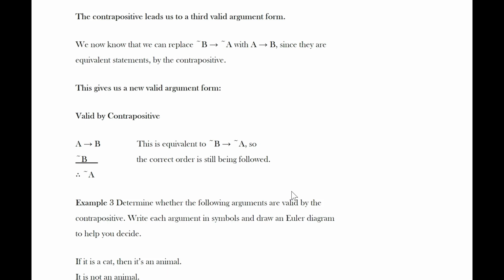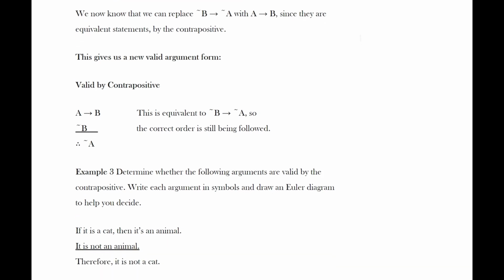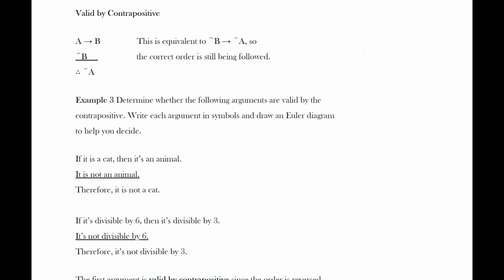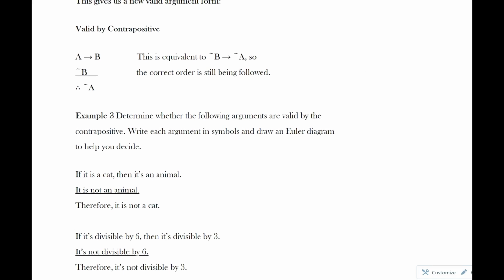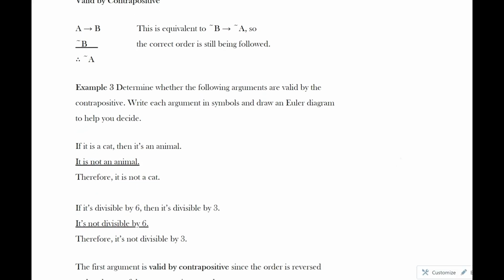So now let's try this with a few arguments. Let's see which of these arguments would be valid by the contrapositive. And again, pause the video, take some time to write each argument in symbols and draw an Euler diagram. If you decide you really don't have time to draw the Euler diagram, at least write the argument in symbols to decide, but it's best if you try both of them just to keep practice in your Euler diagrams. So pause the video. And hopefully you did really pause the video.